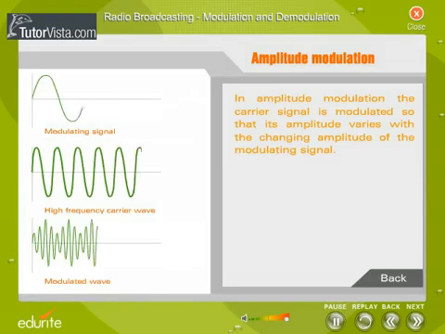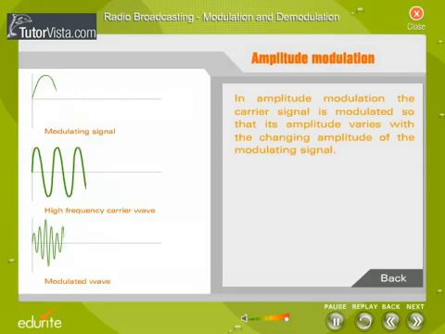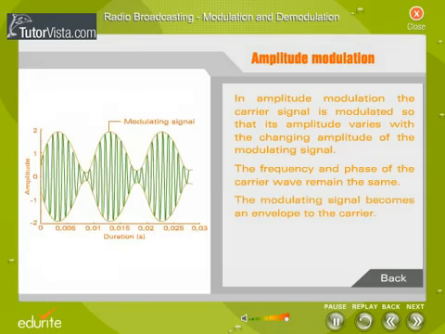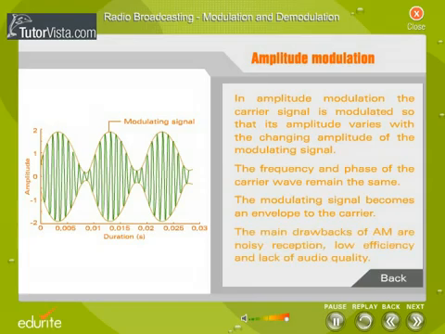Amplitude modulation. In amplitude modulation, the carrier signal is modulated so that its amplitude varies with the changing amplitude of the modulating signal. The frequency and phase of the carrier wave remain the same. The modulating signal becomes an envelope to the carrier. The main drawbacks of AM are noisy reception, low efficiency, and lack of audio quality.